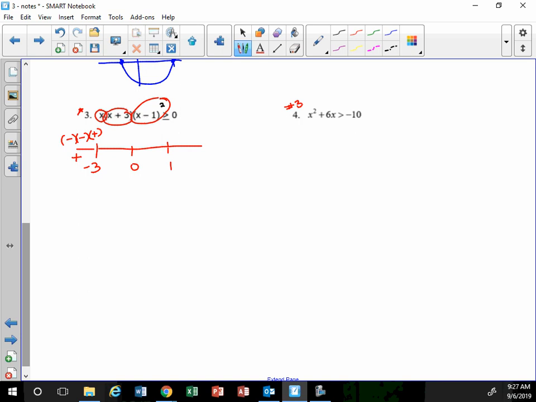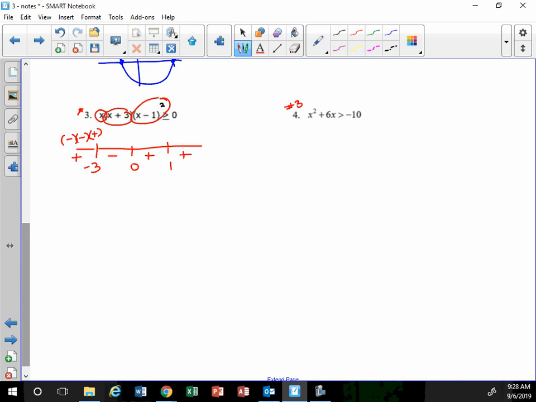So if I know what multiplicity does, I can just fill in the rest of the chart. -3 did not have multiplicity, so I know it's going to alternate after that. 0 did not have multiplicity, so it would alternate. 1 did have even multiplicity, so it's going to bounce and do the exact same thing. Again, if you're worried that you're going to screw that up, just test all the regions. That's fine. Are we okay with the plus and minuses and all of that?